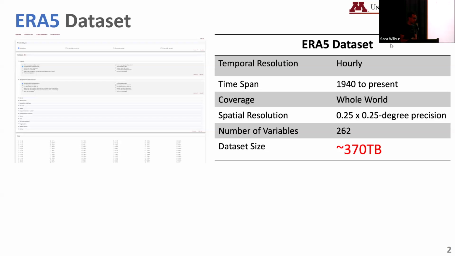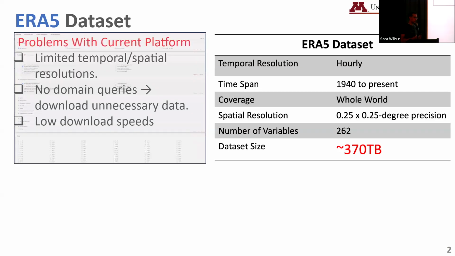So some of us have seen this interface before. This is basically a snapshot of the ERA5 dataset hosted on the CDS platform. The ERA5 dataset is a global climate dataset that covers the whole world in a temporally hourly resolution from 1940 to present. And it covers the world in a 0.25 by 0.25 spatial degree precision. The total number of variables here is 262, with a total dataset size of around 370 terabytes.